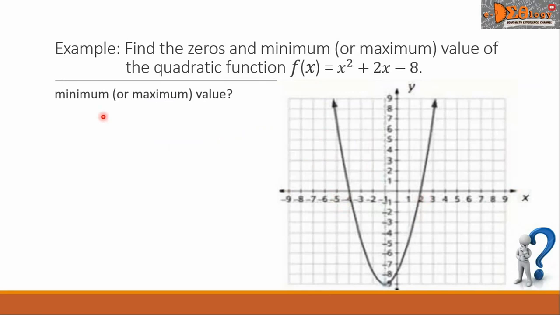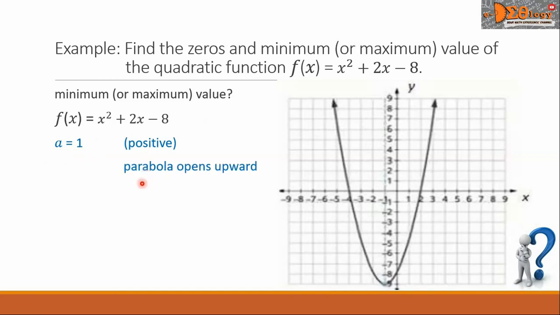Now let us find the minimum or maximum value. First, let us copy our function and take note that our a equals 1. We know that a is the coefficient of our x squared. And this one is a positive value. So it means we have a parabola here that opens upward. So this is our parabola that opens upward. It means to say we are looking at a minimum value, and this is the lowest value.